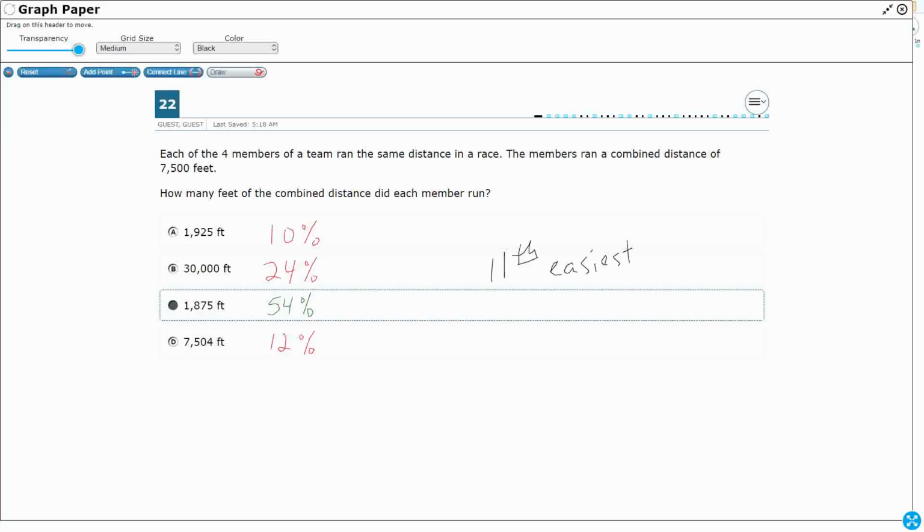So this was the 11th easiest here. We had slightly more than half. Let's check out option B here. How did we get that 30,000? Well, remember, when you see each team member ran the same distance, we're thinking equal groups. We're thinking multiply or divide, but let's say we don't draw a strip diagram. So we just think, oh, equal group, same distance, and let's multiply. And guess what we're going to get when we multiply those two?